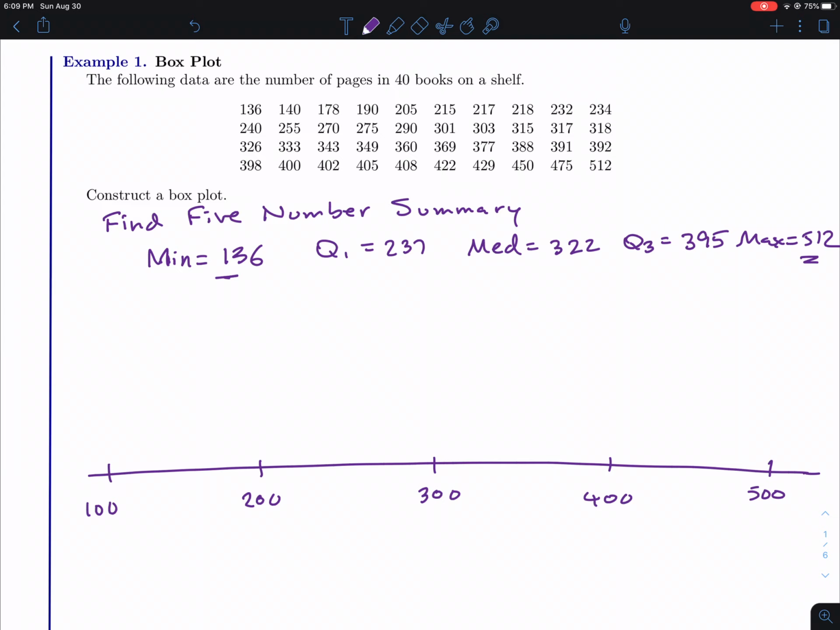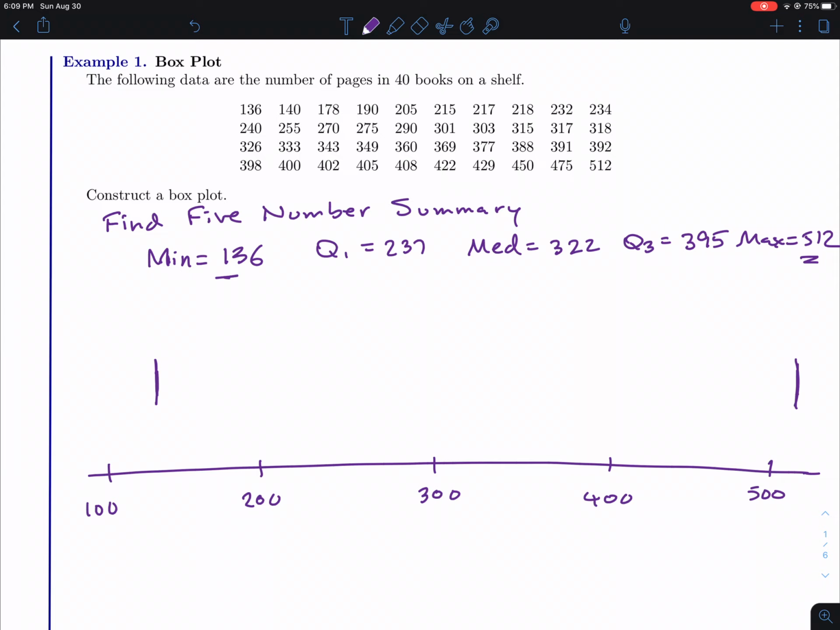In this case, I'm going to draw the whiskers first and try to approximate them as much as I can. So the graph actually lives far above the line. In this case, my 136, I'm going to approximate that it lives right around that area. And my 512 is going to be just a little bit to the right of 500. Again, if we had graph paper or were able to write this out with a bigger scale, it would definitely look better, but we'll still get the gist of what's going on.